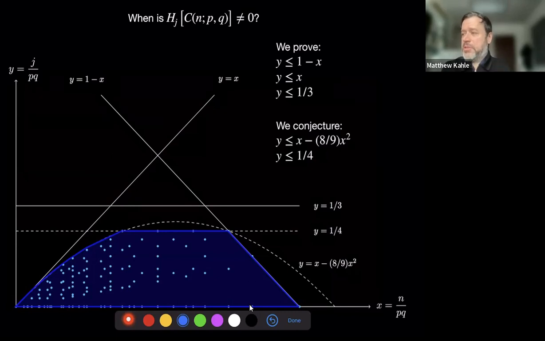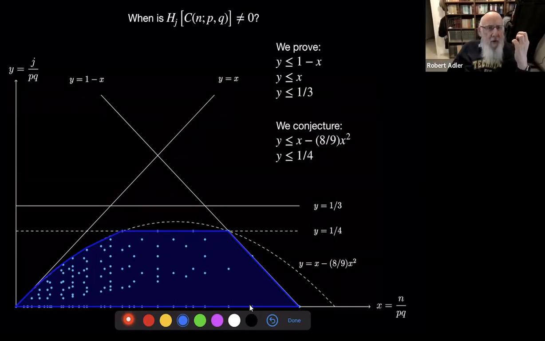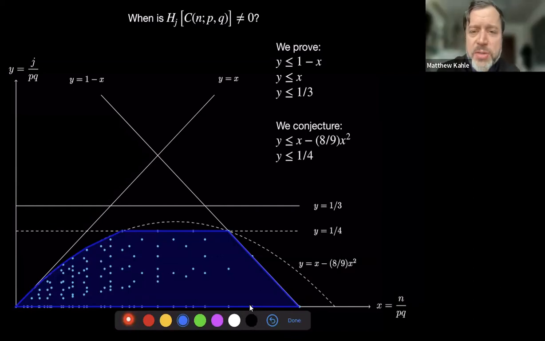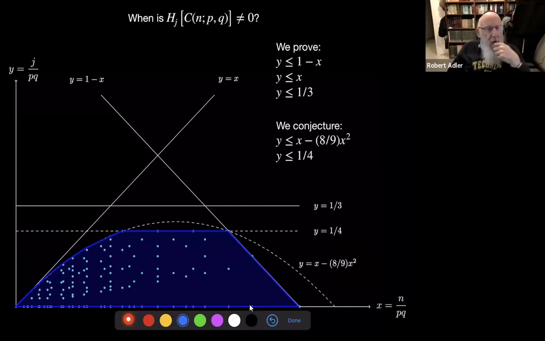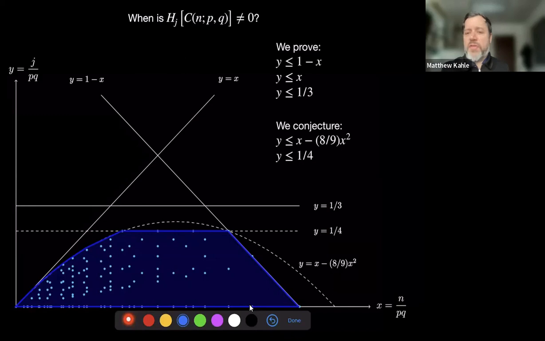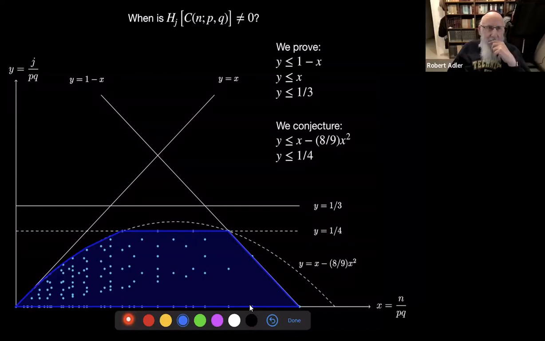Sorry, Matt? Why is there asymmetry between x and y? Why isn't there symmetry? Because x is n over pq, where n is the number of particles, and y is j over pq, where we're looking at the jth homology group. Okay, so just because n and j are different parameters.